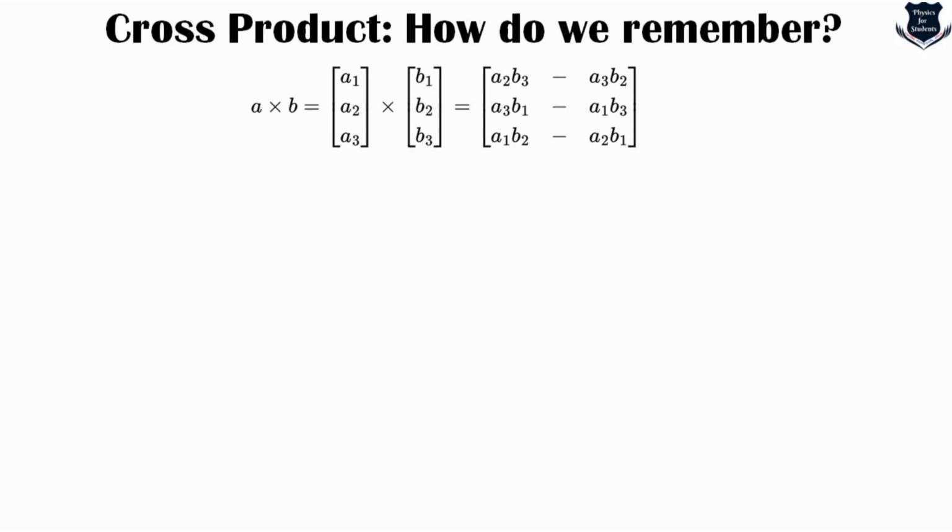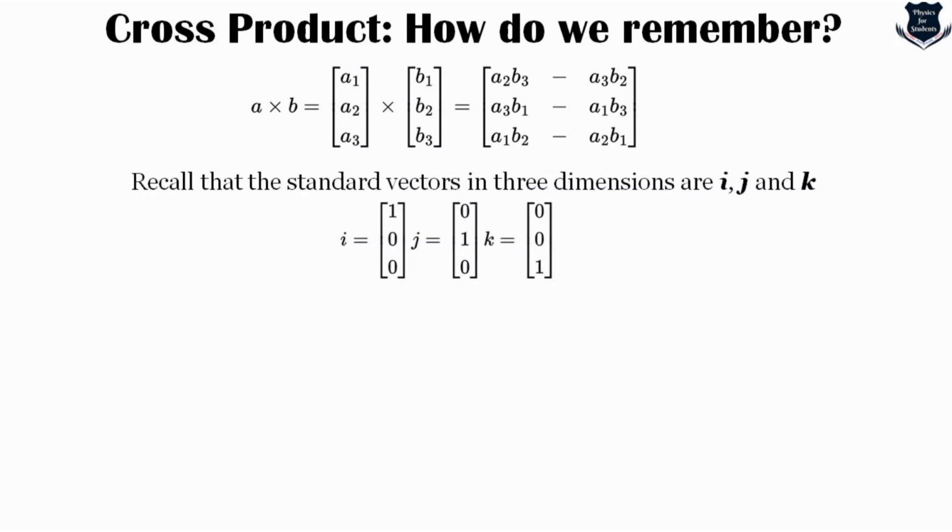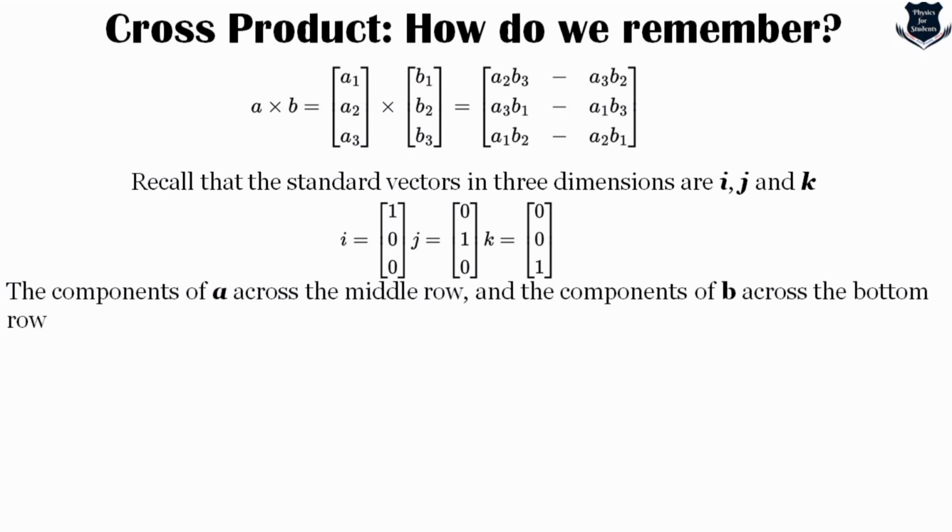So what we will do is first recall from our linear algebra and vector analysis that the standard vectors in three dimensions i, j, k are this, right? So to calculate the cross product of A and B, we can make a 3 by 3 matrix with i, j, k across the top row, the components of A across the middle row, and the components of B across the bottom row.